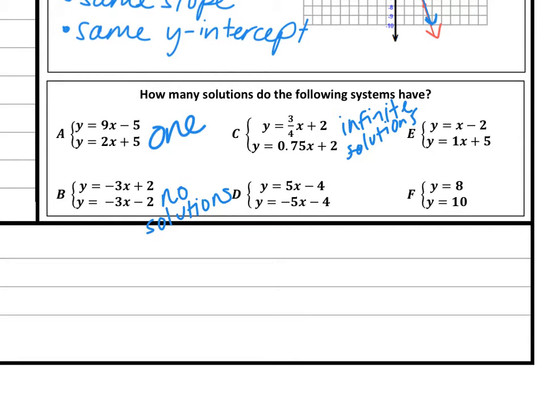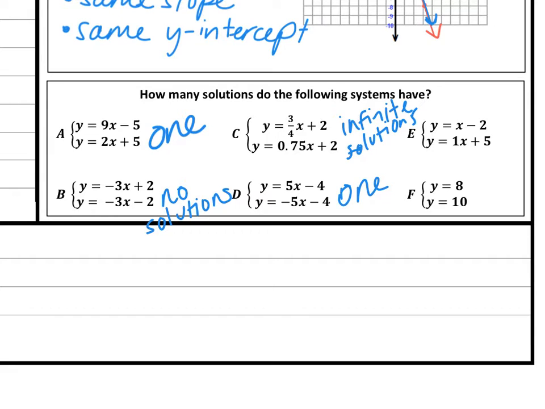Okay, let's go to D. y equals 5x minus 4 and y equals -5x minus 4. The slopes are different, because 5 and -5 are not the same, but the y-intercepts are the same. What do you think? Right, one solution, because the slopes are different. One is positive, one is negative, so they're going to cross.